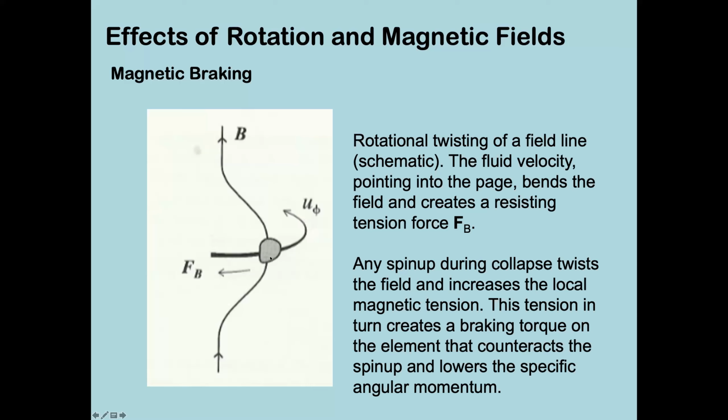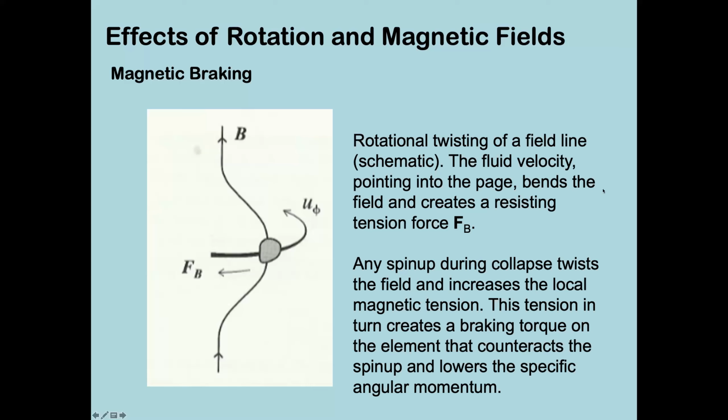At the same time, because the magnetic field is bent in that direction, you then get, action and reaction, this force term from the magnetic field, because the magnetic field line wants to go back to its original shape. So you have this magnetic force that counteracts the rotation. In this way, you can slow down your rotation and consequently lose the angular momentum.